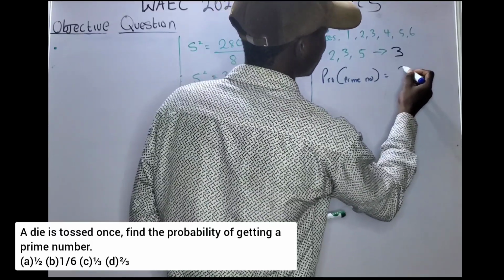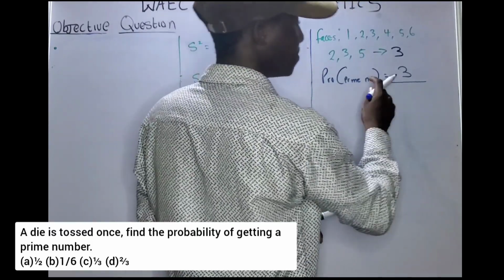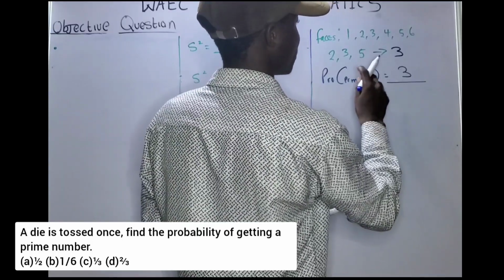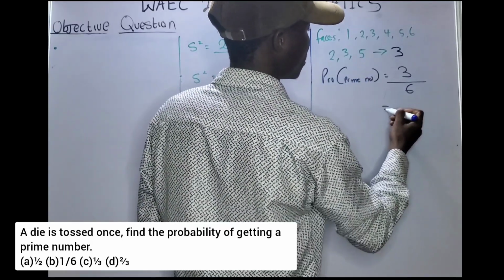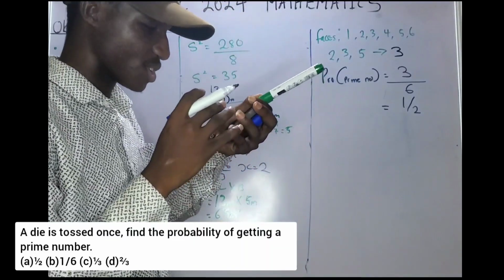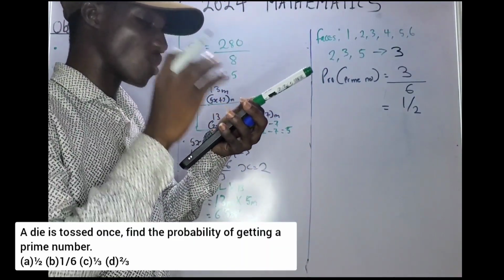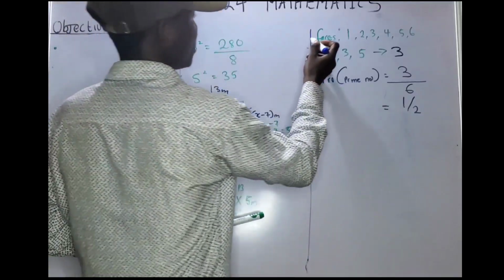Now, for this, the probability of getting a prime number will be equal to the total number of prime numbers all over the total number of observations. For this, I'm going to have 3 over 6. I'm going to have 1/2, which is the final answer. That means that option A is the correct option. Okay, so that is it.